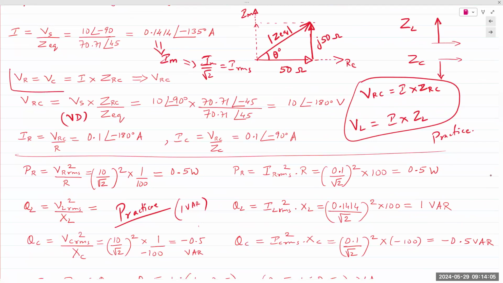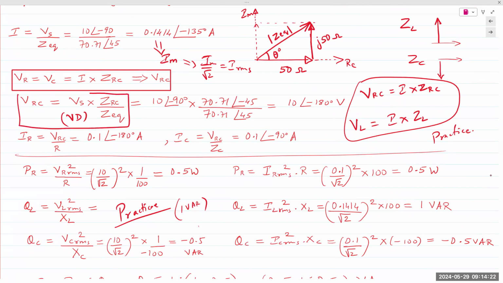So here, VR is equal to VC. Your equation would simply be I times ZRC. Applying Ohm's law, V equals IZ. Calculate that. And this is the equation for voltage division. Okay. You can apply either Ohm's law, or you can skip that step and find it directly using voltage division.